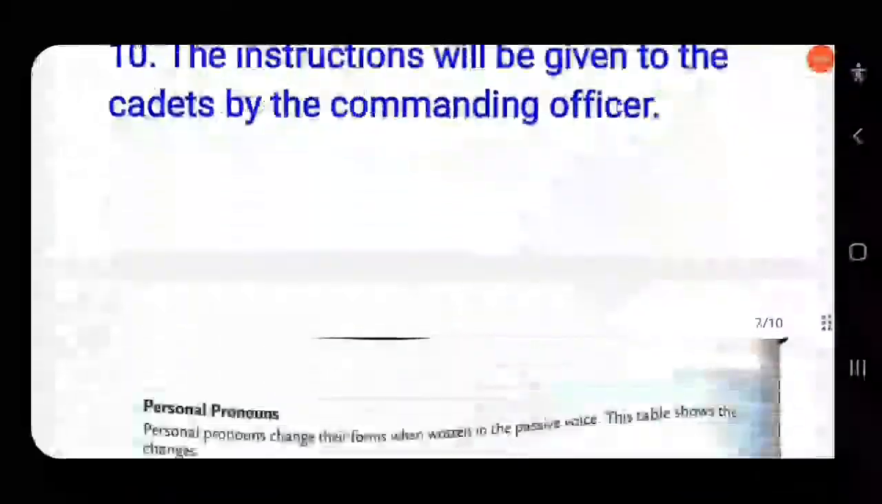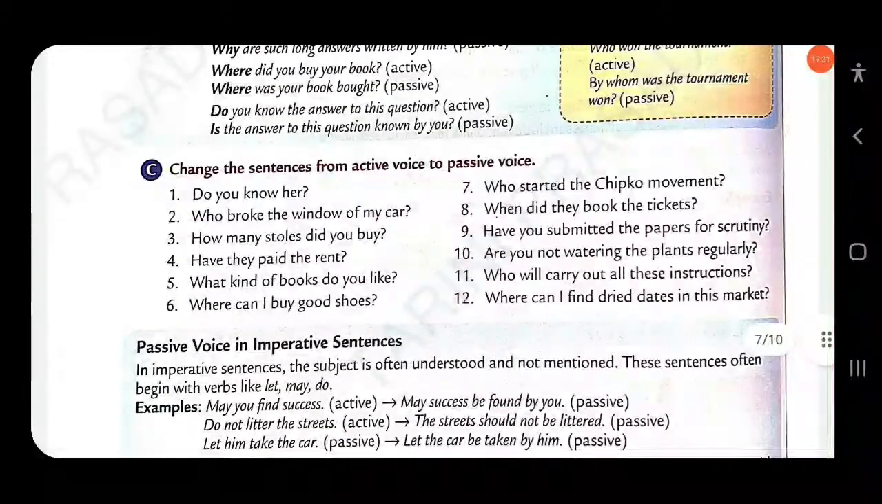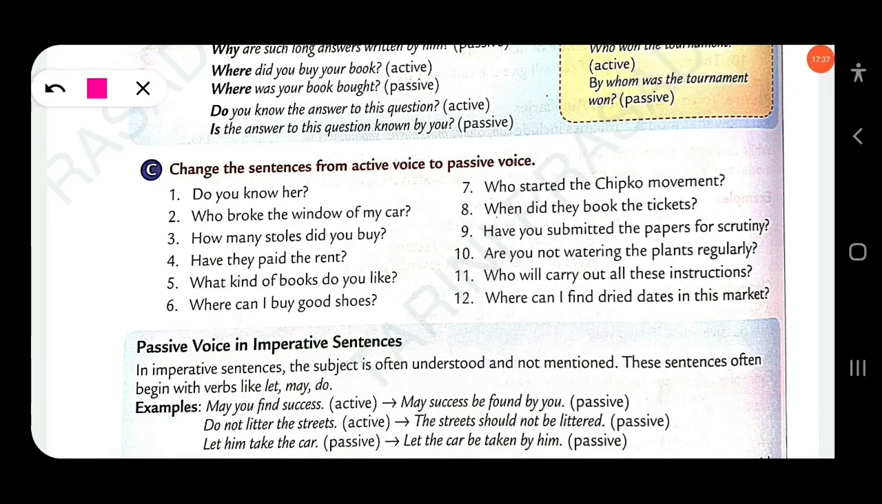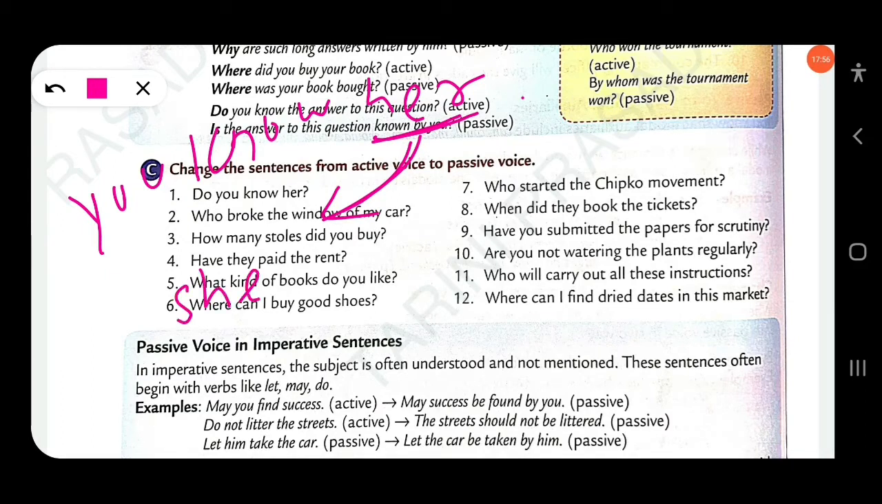Then next question here. Change the sentences from active to passive voice. First here: do you know her? This is a yes-no question. If you want to change it into passive, the first step is to write it as a statement: you know her. Here the object is her. Now you have to change into passive. The object in the active voice becomes the subject: she. And here the verb is in simple present, so you have to write: she is.